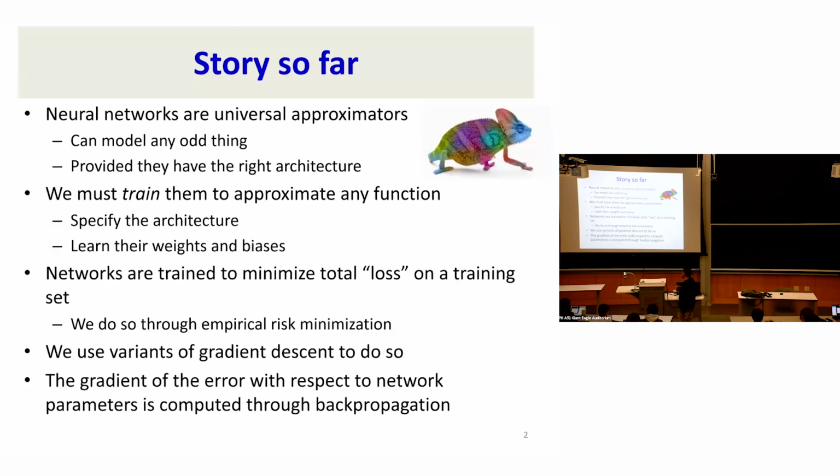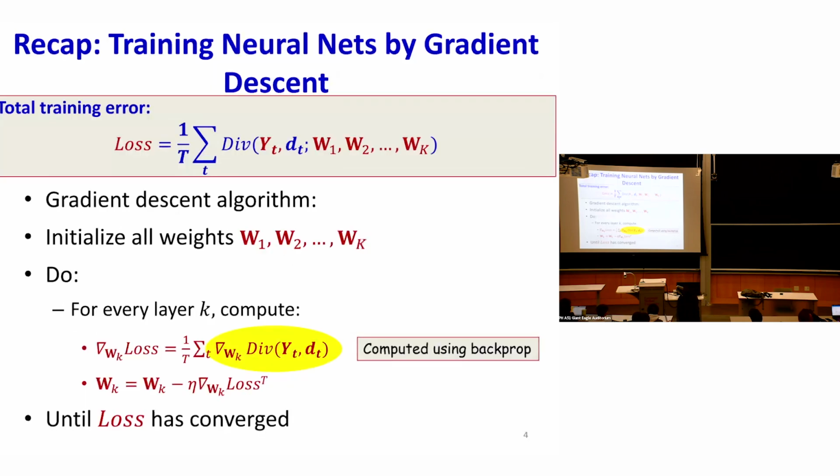And we do this, so this is empirical risk minimization, and we use variants of gradient descent to perform this minimization. And the gradients are computed using, what are they computed using? Backpropagation, right?